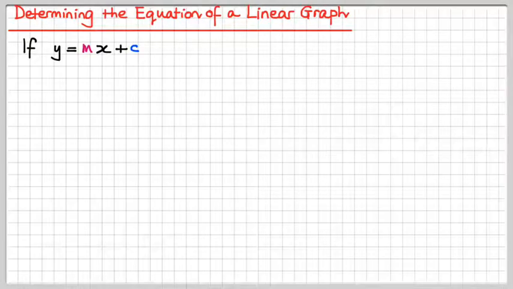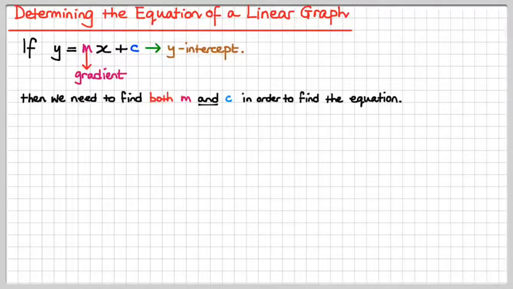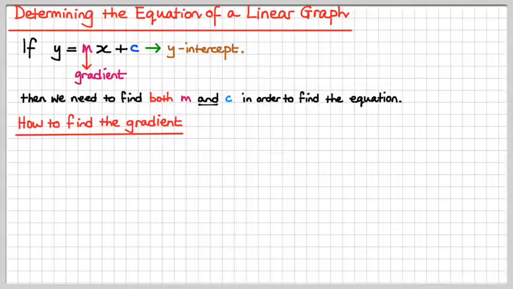So we know that y equals mx plus c, don't we? Now what's m, and what's c? Can you remember? Well, I'll tell you. That's the gradient, that's the y-intercept, okay? And then what we need to do is find both m and c in order to find the equation. That's pretty obvious, isn't it?